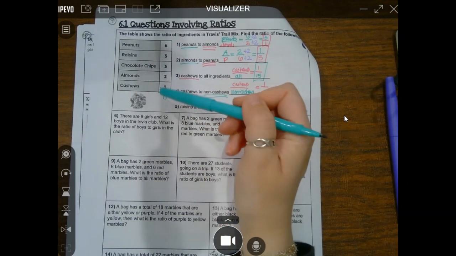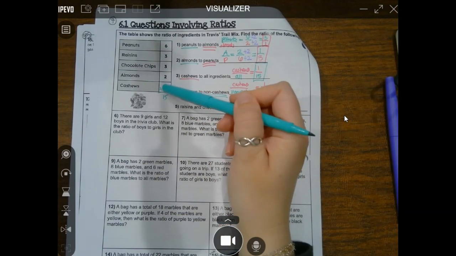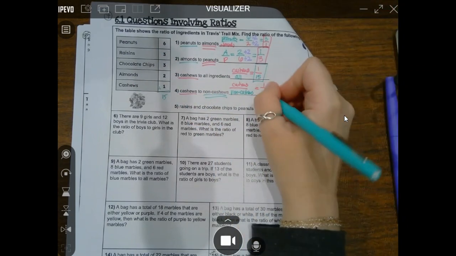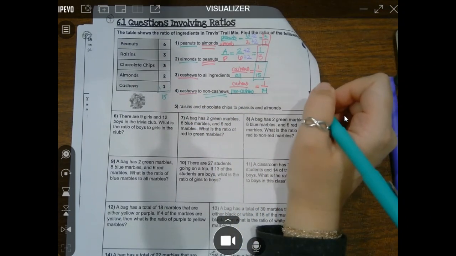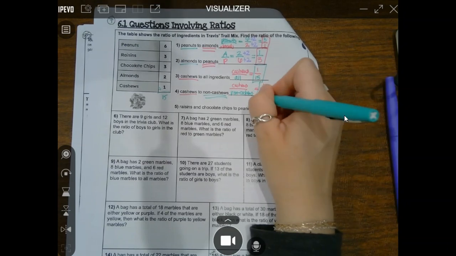Well, we already added them all up. There's 15 total minus the 1 that's the number of cashews. So there's 14 things in there that are non-cashews. Can that reduce? Nope. All done.